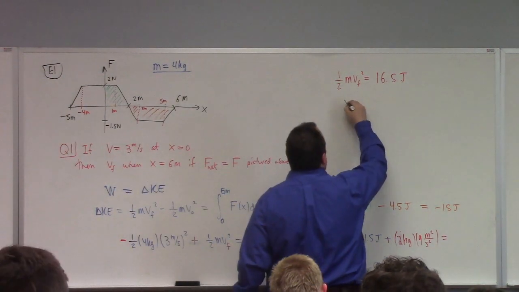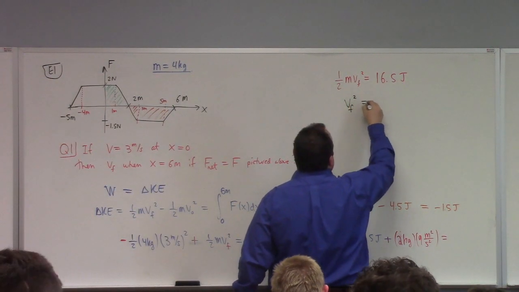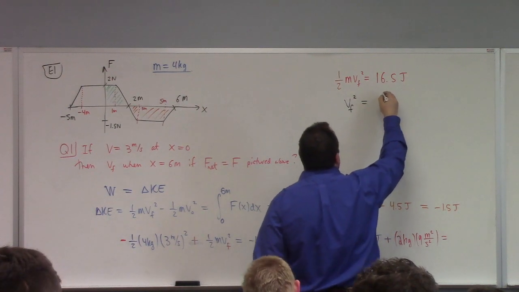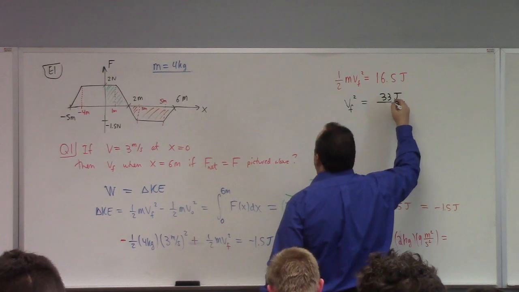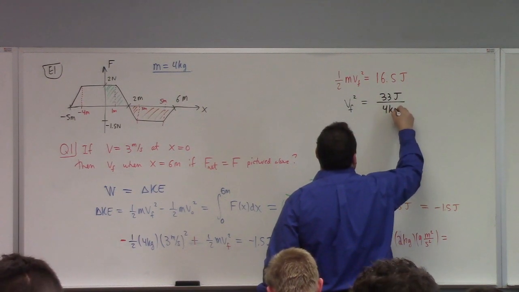Solve for VF, right? So VF squared is equal to 2 times 16.5, which I think is 33 joules, divided by m, which is 4 kilograms.